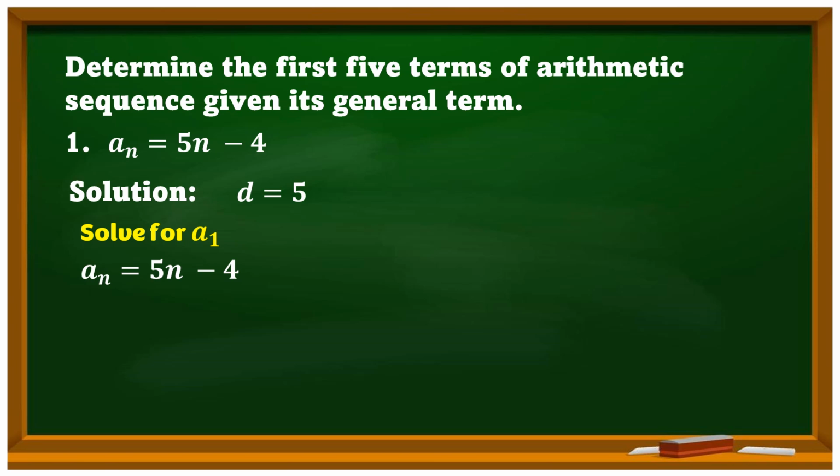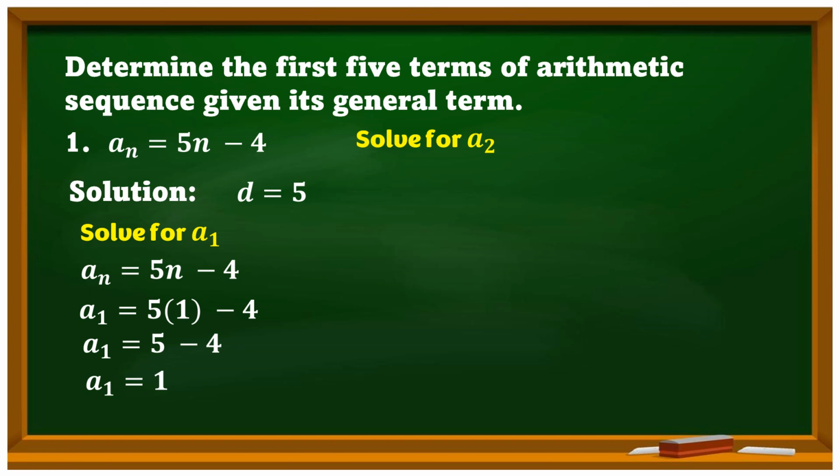So we're going to substitute now the value of n with 1 in order to solve for the value of a sub 1. So we have a sub 1 is equal to 5 times 1 minus 4. So 5 times 1 is equal to 5. So we have a sub 1 is equal to 5 minus 4. So 5 minus 4 is equal to 1. So the value of a sub 1 now is equal to 1.